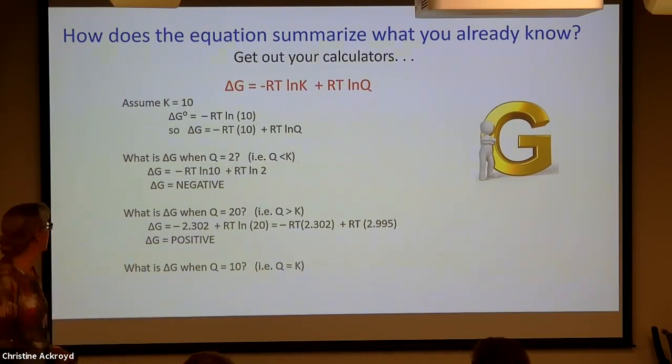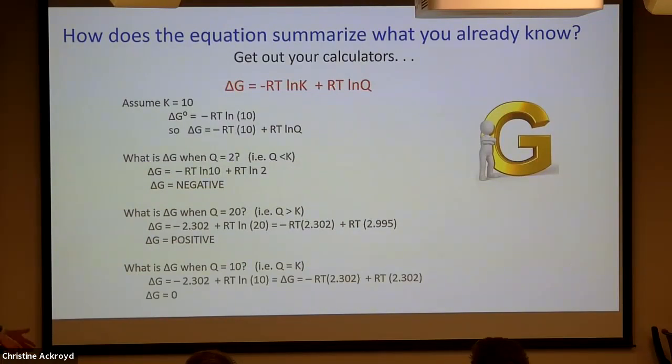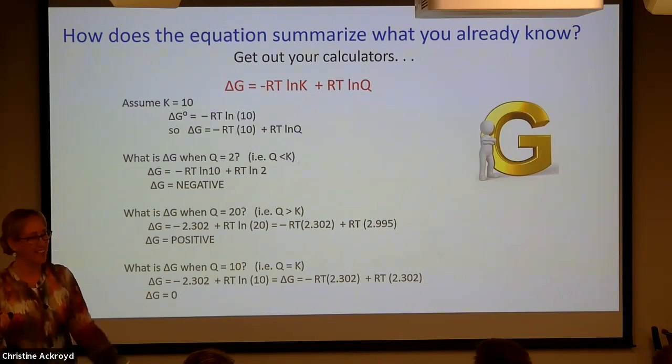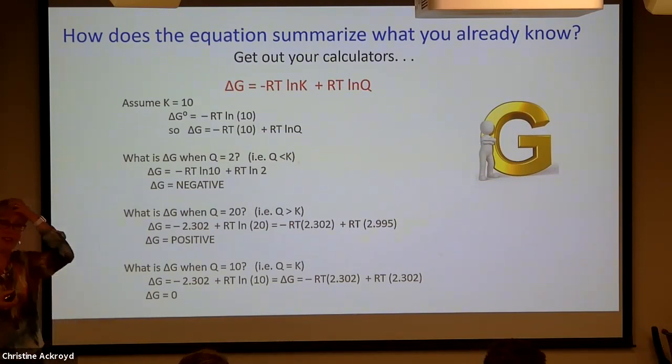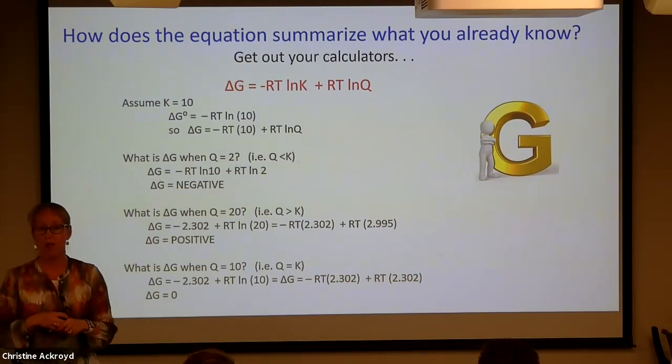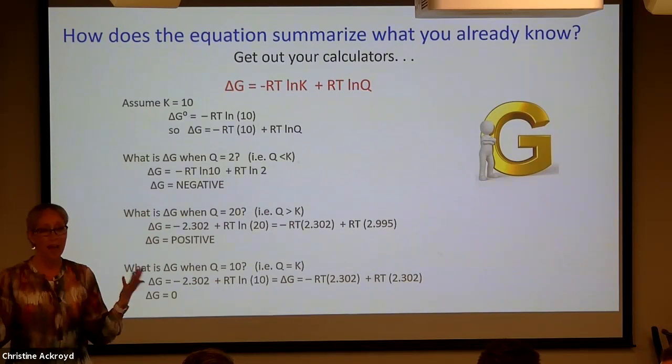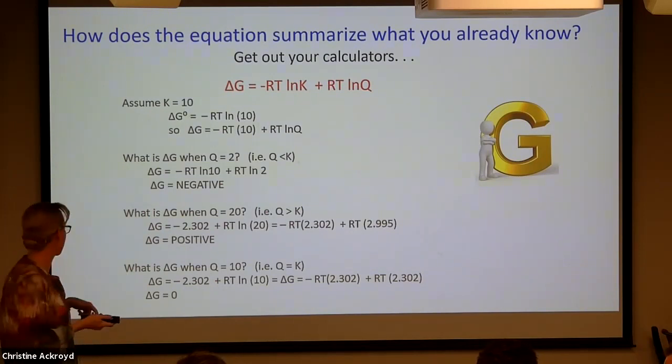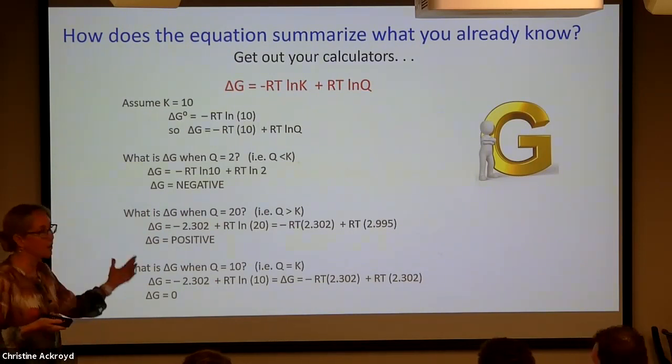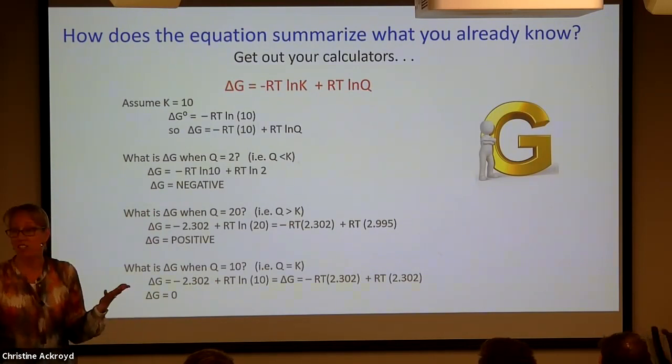Q is 10. We're taking minus RT natural log of 10. Oh my goodness, there's a natural log of 10. Can you see why calculus class could make me cry? All it takes is one of those mistakes and then you get the wrong answer. So if you're in a position where you go, I'm going to make mistakes, at least I can see how that happens. Okay. When Q is K, what is delta G?